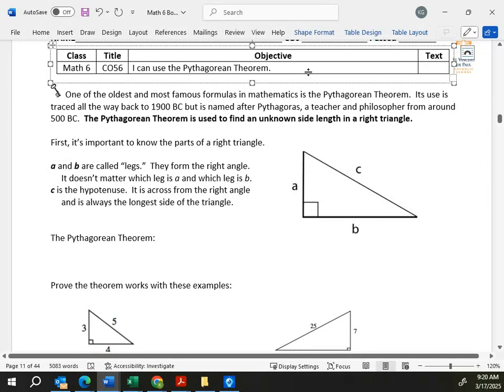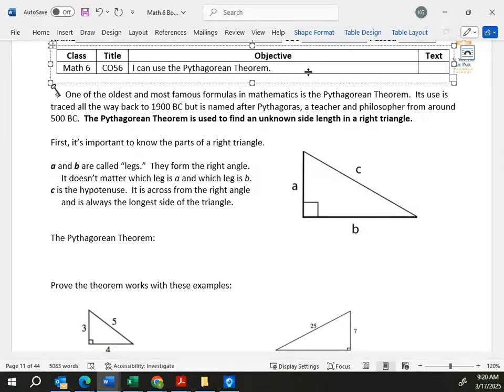Good morning. Today we are continuing on with those triangles. We are working on CO56: I can use the Pythagorean theorem. Now this theorem, the Pythagorean theorem, we are going to see in the future. This is something that we need to understand. We're being introduced to it in Math 6, but we will see it later in the future. So this is something that we need to get a decent understanding of.